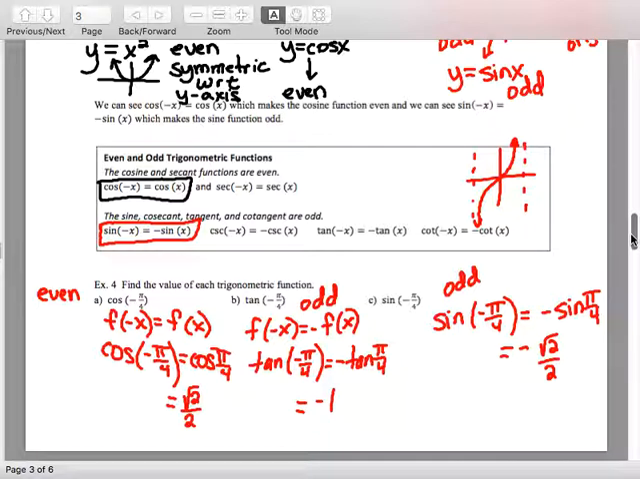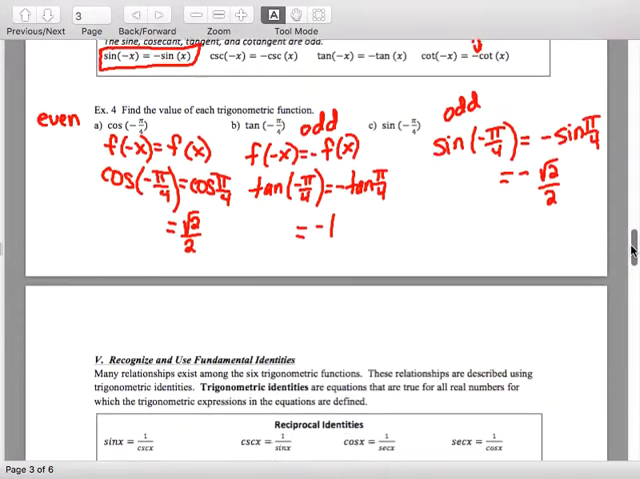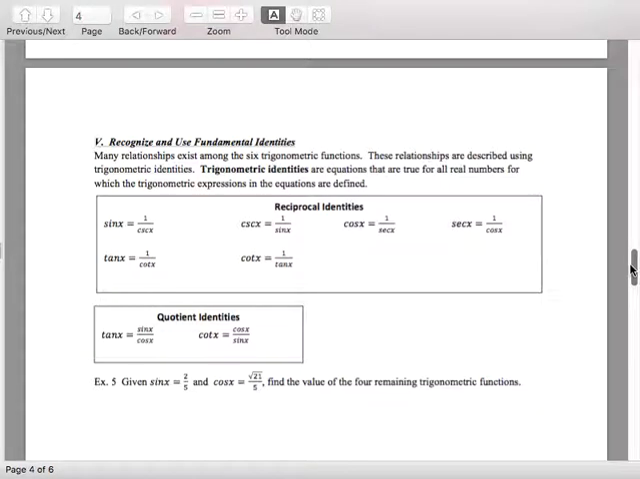All right, flip it. We're going to get to example 6 today and stop because our brains are reaching full capacity at this point. So let's get to Roman numeral 5. It says, many relationships exist among the 6 trigonometric functions. These relationships are described using trigonometric identities. Trigonometric identities are equations that are true for all real numbers for which the trigonometric expressions in the equations are defined. So we've already talked about all of these.